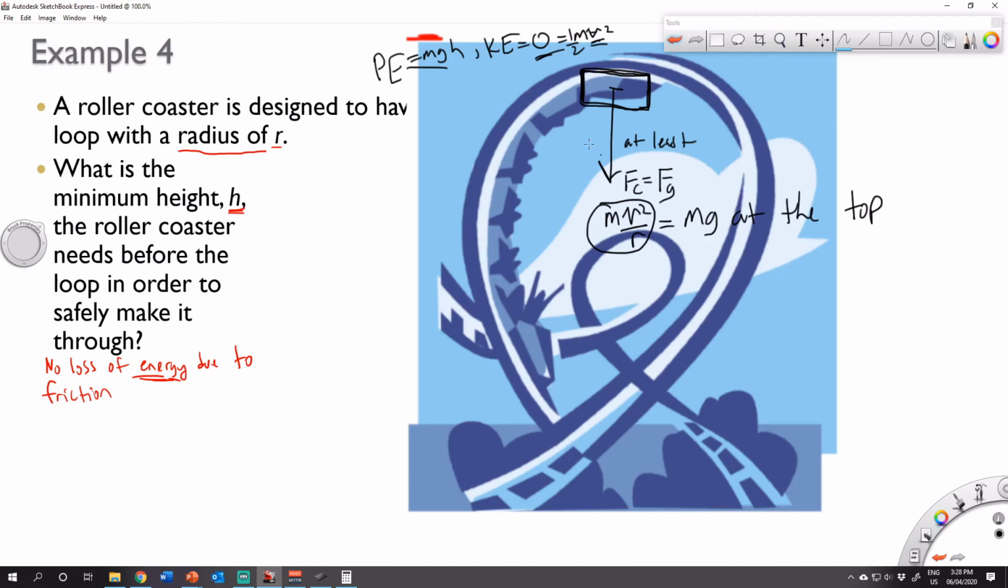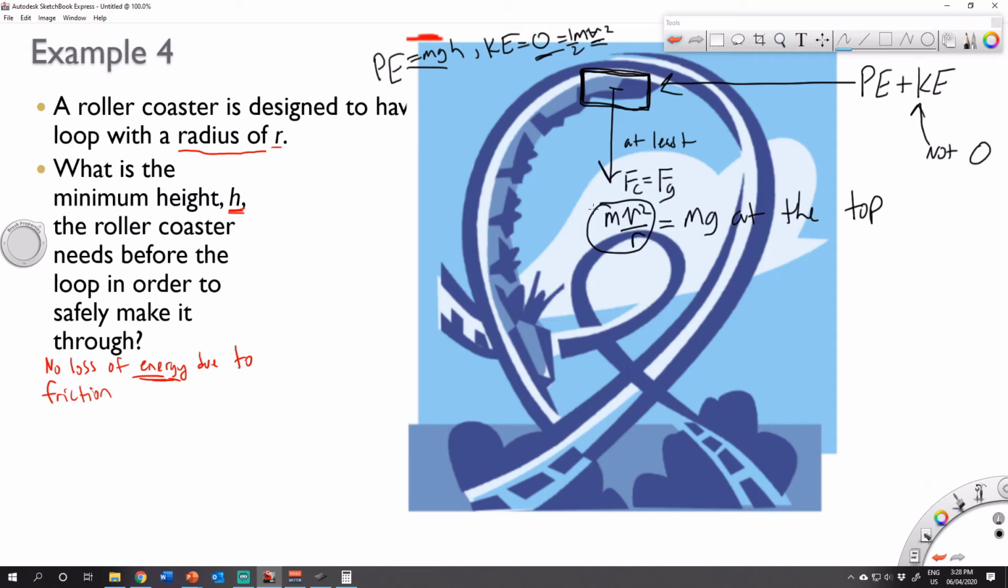So the height has to be high enough that when I get to this point here, I will have some potential energy, but I will also have some kinetic energy. Okay, and this kinetic energy is not 0. That's very important.